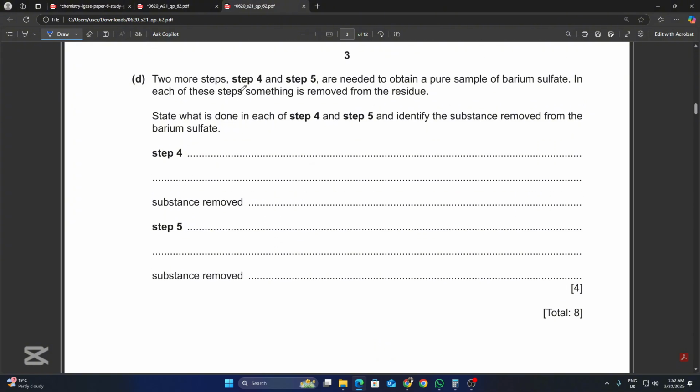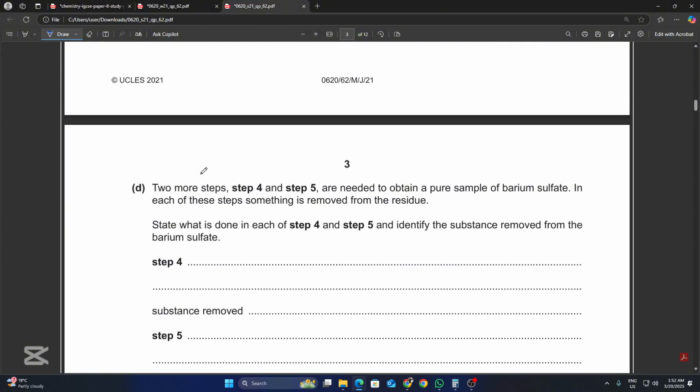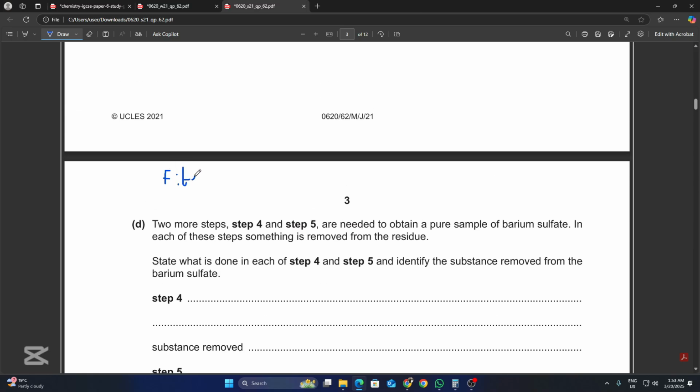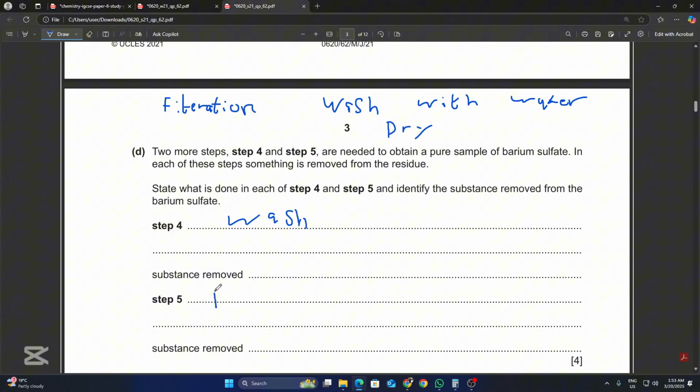Okay, so it says two more steps. Let's see the question. Step 4 and 5 are needed to obtain a pure sample of barium sulfate. In each of these steps, something is removed from the residue. State what is done in each step of 4 and 5 and identify a substance removed from barium sulfate. Okay, so in step 4, after filtration takes place, there are two things we need to do. We need to wash with distilled water and dry. So these are the two steps: wash and dry.